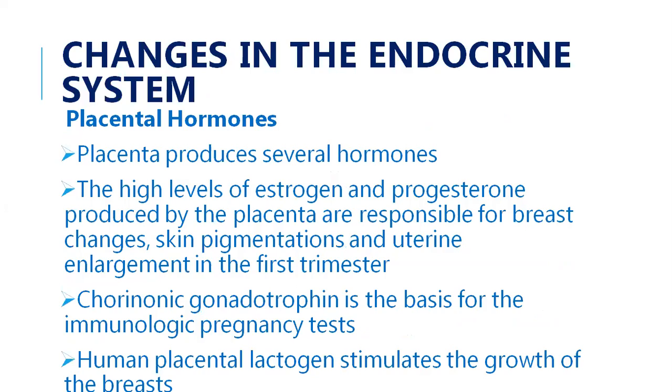Changes in the endocrine system. Placental hormones. The placenta produces several hormones. Mainly the high levels of estrogen and progesterone produced by it are responsible for breast changes, skin pigmentation, and uterine enlargement in the pregnancy. The chorionic gonadotropin is the basis for immunological pregnancy tests. Human placental lactogen stimulates the growth of the breast.